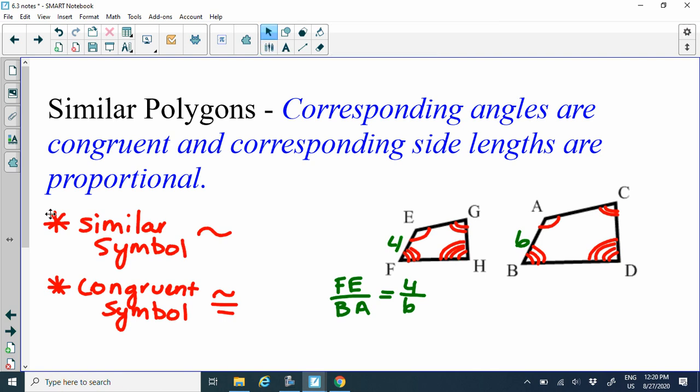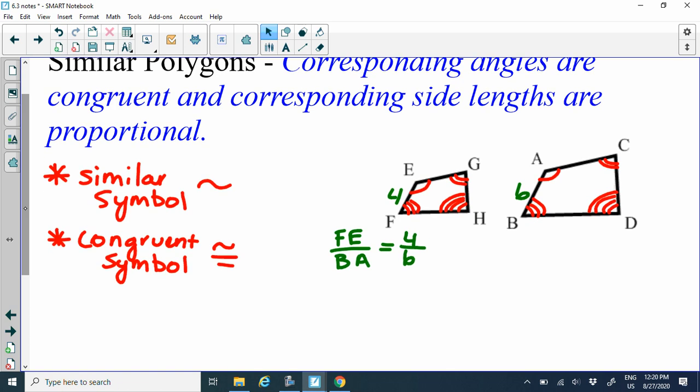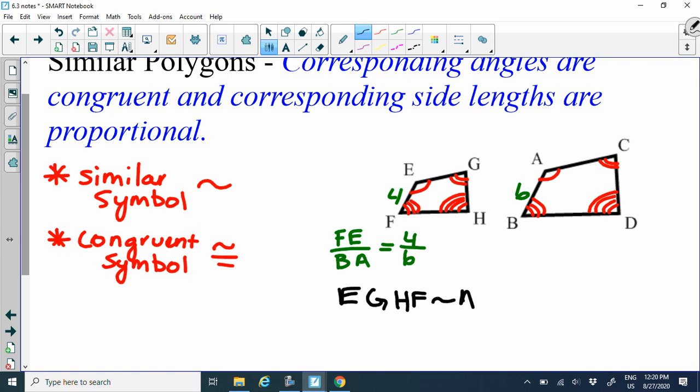Now, one last thing, and make sure you are writing this down in that section on solving for similar polygons. Another idea we need to talk about is a similarity statement, okay? So I'm going to write EGHF is similar to ACDB, okay? Now, how am I able to write this?